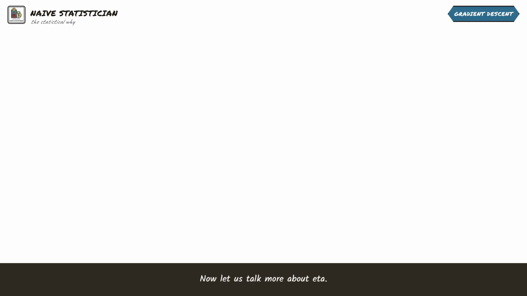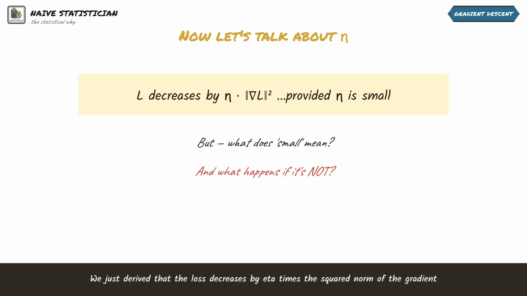Now let us talk more about eta, the learning rate. We just derived that the loss decreases by eta times the squared norm of the gradient, provided eta is small. But what does small mean? And what happens if it is not? Recall, our Taylor approximation only holds for small delta theta. If we take a huge step, the linear approximation falls apart. The loss surface curves. The higher order terms we ignored come back to bite us.